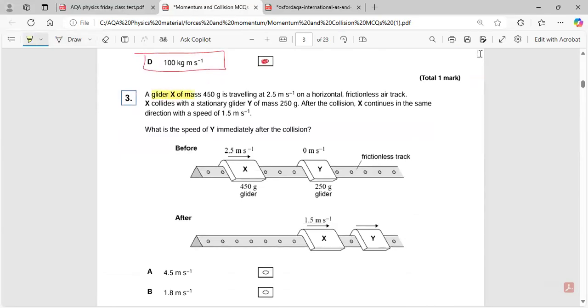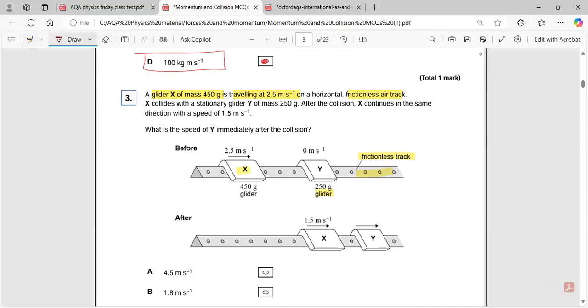A glider X of mass 450 gram is traveling at 2.5 meters per second on a horizontal frictionless air track. These are the frictionless air tracks. The holes in it are the places from where the air is coming out, and these are the gliders which are moving on it, and this air is making them move. As it is a frictionless air track, there will be no friction when the gliders are moving. The first glider X is moving to the right with a velocity of 2.5, so you can say it is u1. This is m1, the first glider, and the second one is at rest, so you can say u2 is 0.